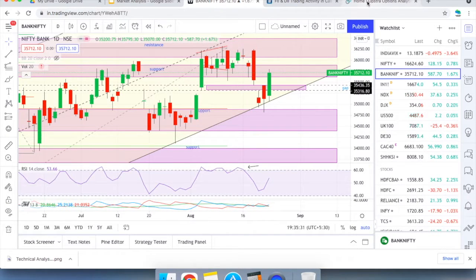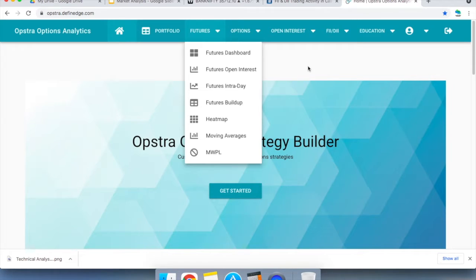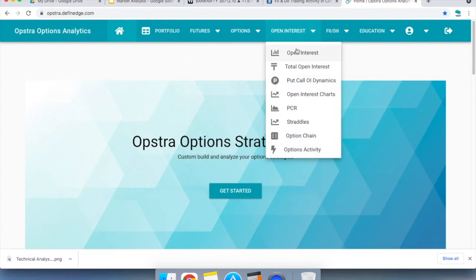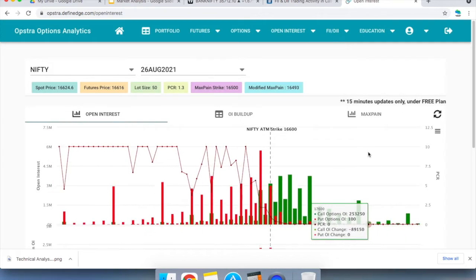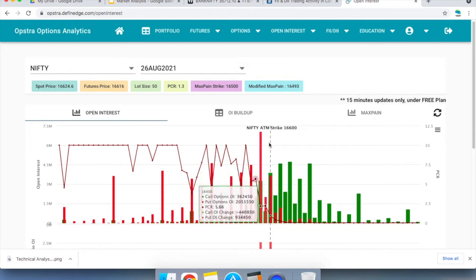And now let us look at the open interest data. So Nifty futures data, you can see that it is definitely long build-up on both indices. But if you see the options data, you can see that it is the highest support of 16,500, so overall it makes a bullish graph.